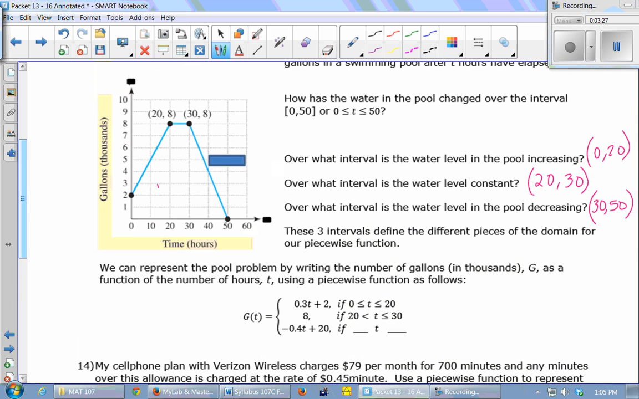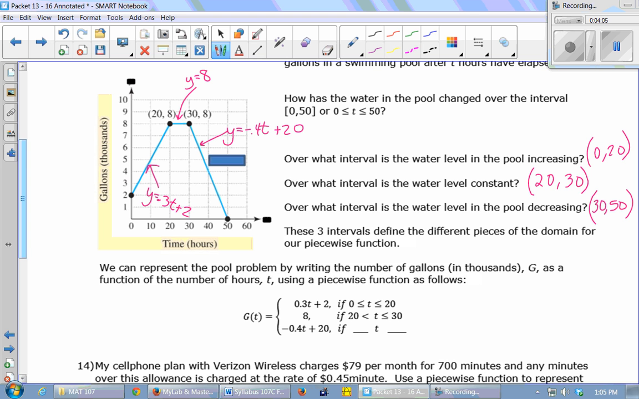This piece has a formula. It's a line. In a previous class, I'm sure that you learned how to find the equation of a line. So this line is y equals 0.3t plus 2. And I believe next class we're going to review how to find that. And then the equation of this line is y equals 8. And the equation of this line is y equals negative 0.4t plus 20.